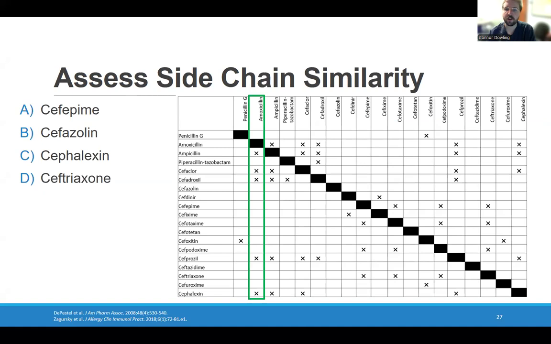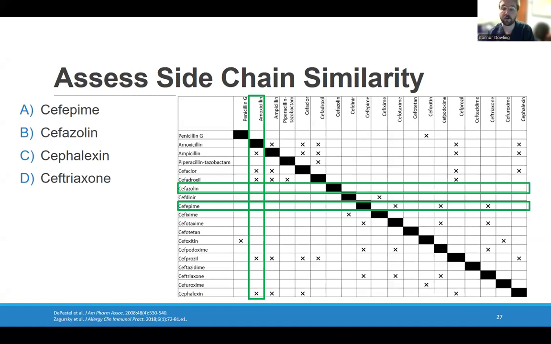So just coming back to our wonderful side chain chart and highlighting our amoxicillin once again, we'll go through each of these and remind ourselves which of these have that heightened risk of cross-reactivity. So cefepime, we're in the clear here. There is no heightened risk of cross-reactivity as it does not share similar side chains with amoxicillin.